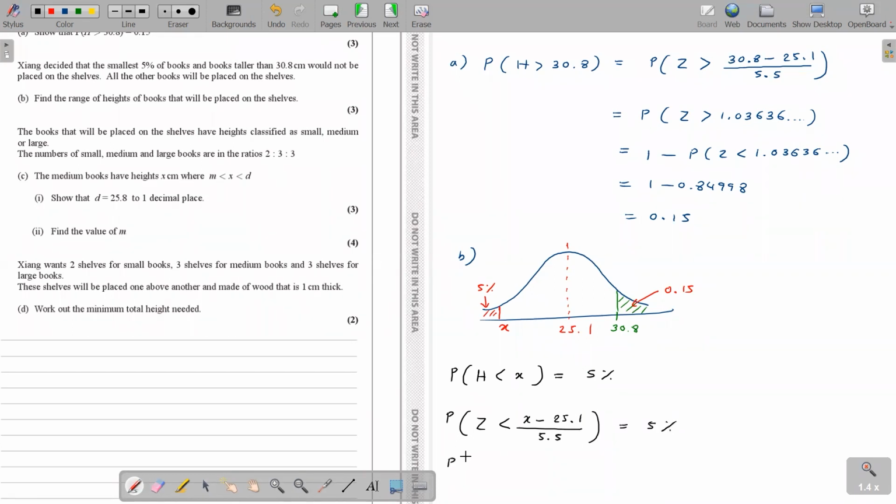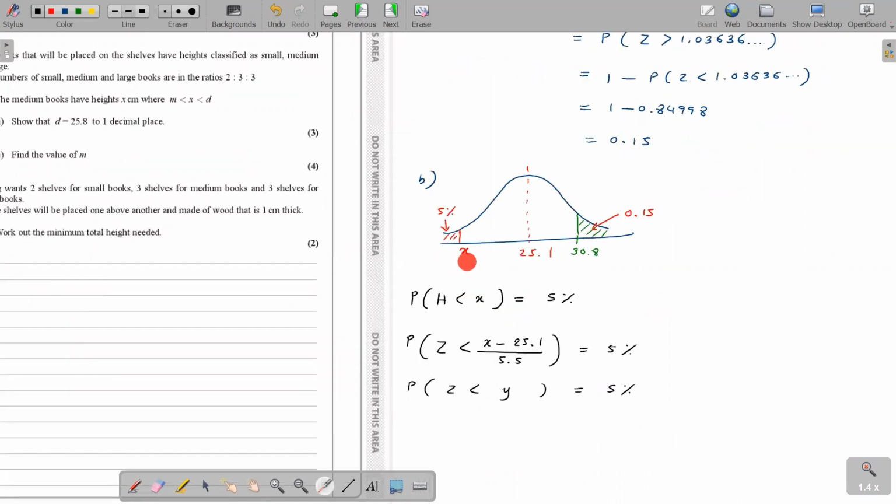So let's say this particular value is Y, just using some letter. What do we know about this Y value? Is it that less than Y is 5%? Now this is standard normal. In the standard normal graph, is this Y value a positive figure or a negative figure?